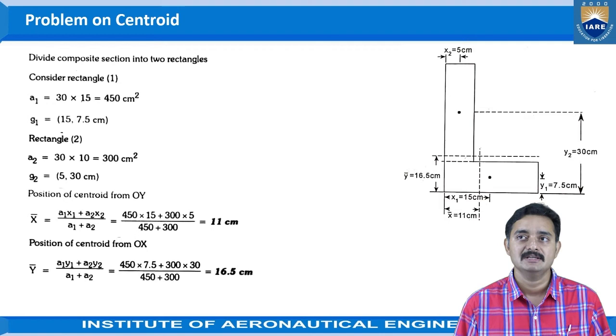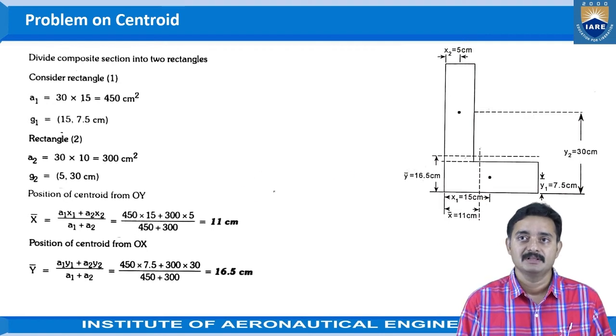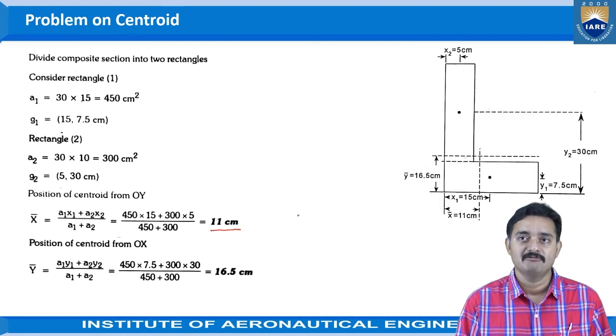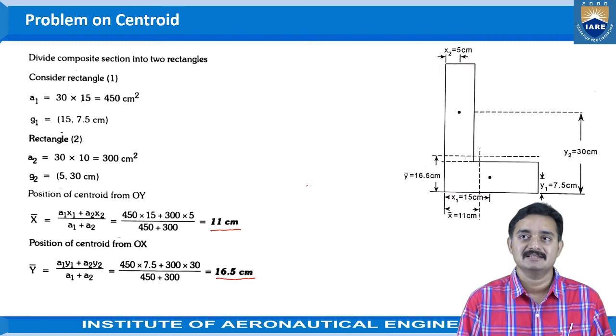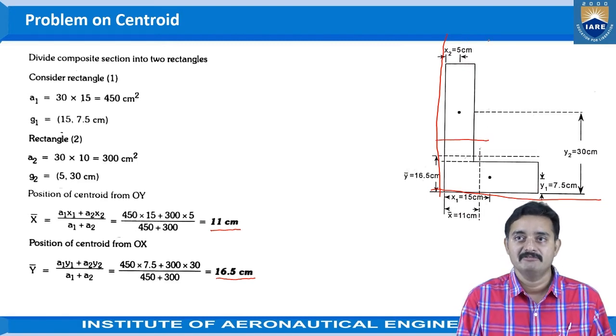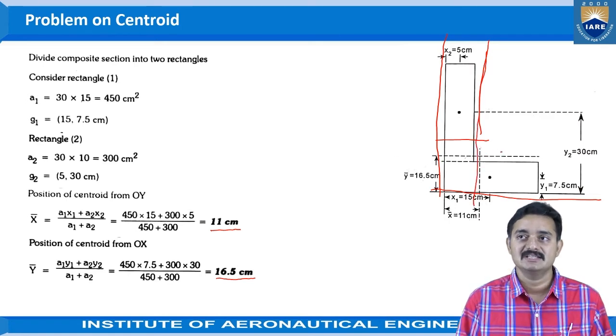Now with this you can observe here the x bar, that is the distance of centroid from the y-axis, and y bar, that is the distance of centroid from the x-axis. Let us say this is the y-axis which we have considered, and this is the x-axis which we have considered. Now the distances, if we consider from the y-axis, it is at a distance of 11 centimeters on this line, 11 centimeter line, let us say, and from the x-axis it is a distance of 16.5. 16.5 is somewhere here.